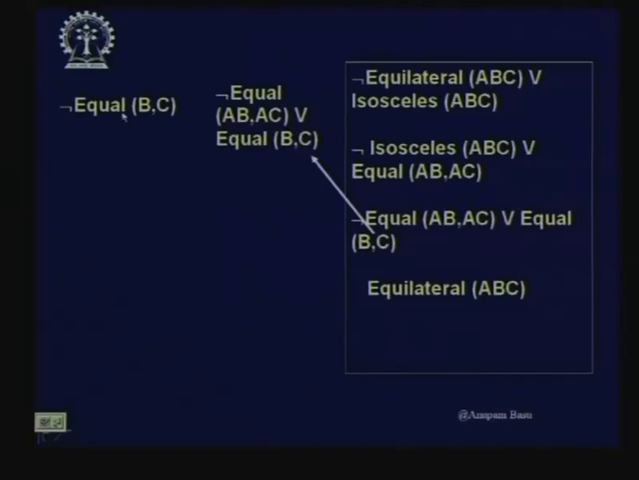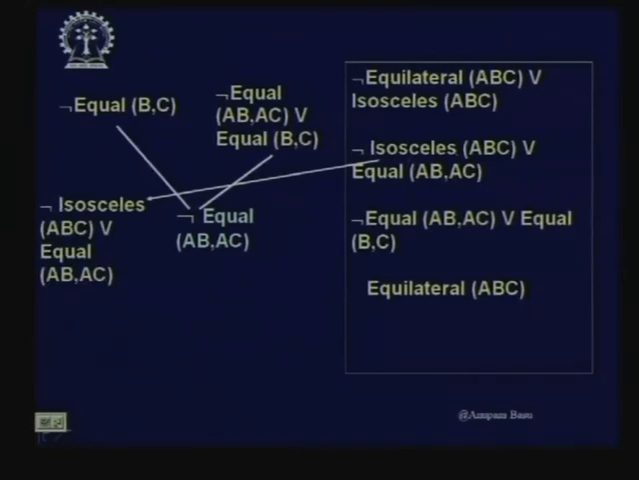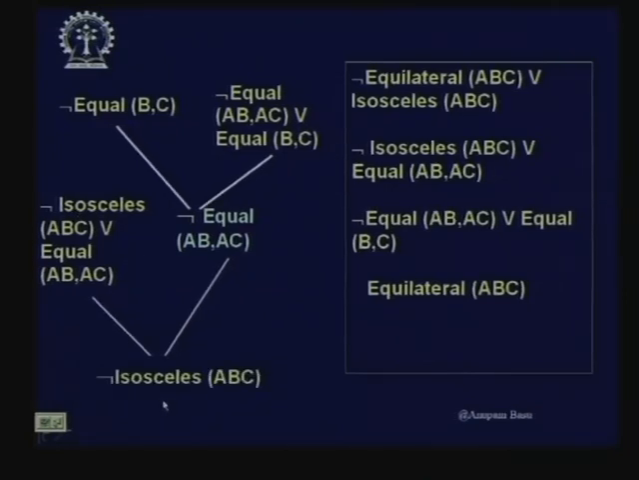Now, this part and this part will resolve out together and we get not equal ABAC. Okay. So, this is the first level resolvent. Now, we have to find a clause with the dual of not equal ABAC, there is equal ABAC. So, that is this one. I now try to resolve this resolvent with this clause, and what do I get? Equal ABAC and not equal ABAC are resolved upon, and we will get not isosceles ABC here. So, this is the new resolvent, not isosceles ABC.